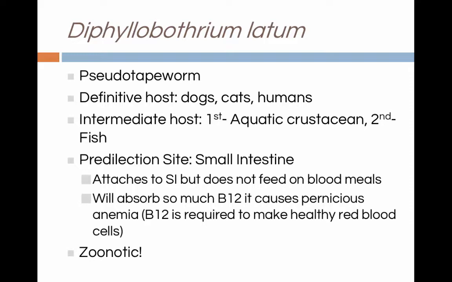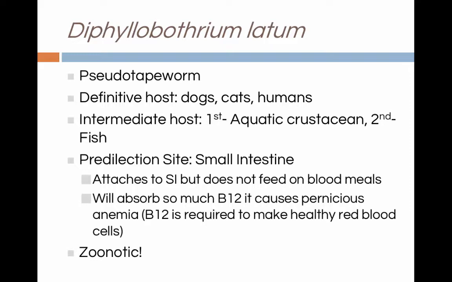This one is one I'm not even going to try to pronounce. All right, it's a tricky one to pronounce. It actually falls into our category of trematodes, but because of its appearance, it looks like a trematode, but it's actually known as a pseudo tapeworm, okay? So the definitive host here is going to be a dog, a cat. Yes, people can get it, so it is very zoonotic.